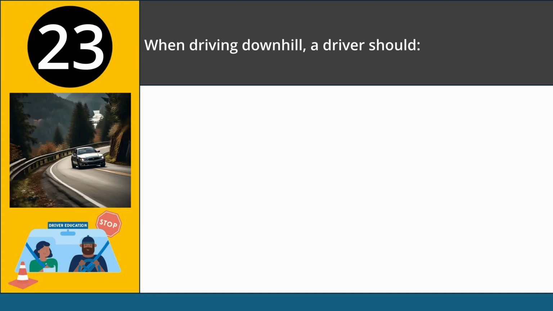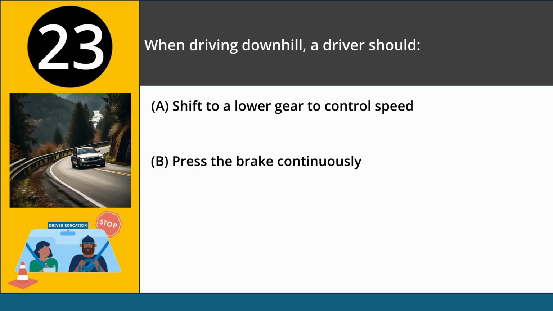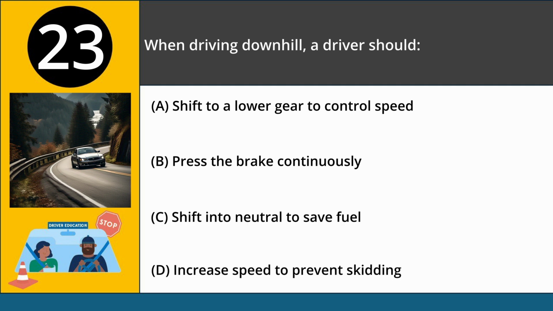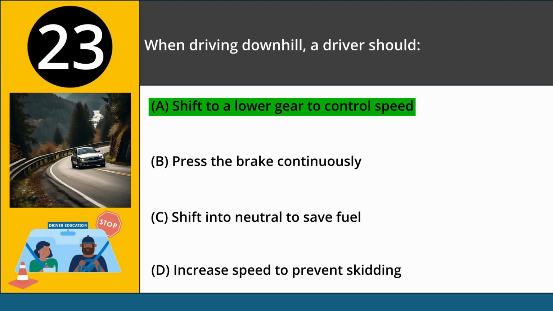When driving downhill, a driver should A. Shift to a lower gear to control speed. B. Press the brake continuously. C. Shift into neutral to save fuel. D. Increase speed to prevent skidding. Answer. A. Using a lower gear helps control speed and prevents brake overheating.